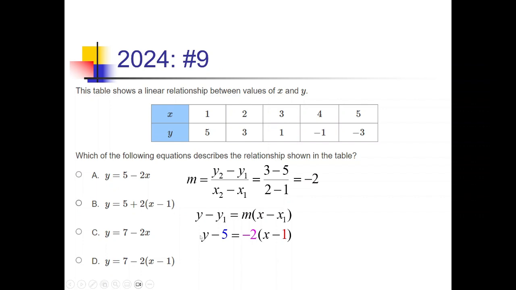And the knee-jerk reaction is to pick choice B because they look awfully similar, especially if you add this 5 over to the other side. But if you do that, you'll see that this is the wrong sign for the slope. This is supposed to be a negative 2 here. So what we're going to do instead is distribute this negative 2 and simplify this as much as we can to hopefully get one of these other answer choices. So distributing that, we got negative 2x over there, and then negative 2 times negative 1 gives me plus 2. Next, let me just move this 5 to the other side by adding it. So we have y equals negative 2x plus 7. I could also write this as 7 minus 2x, which would match answer choice C.